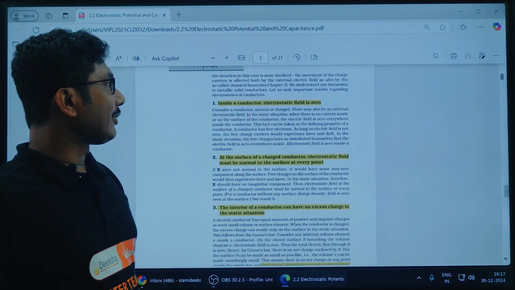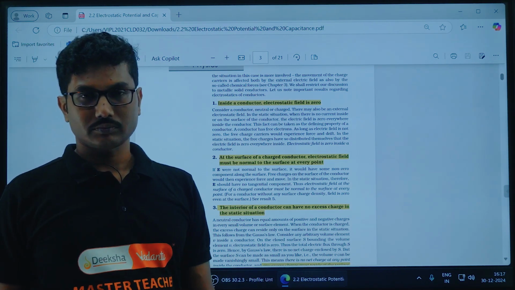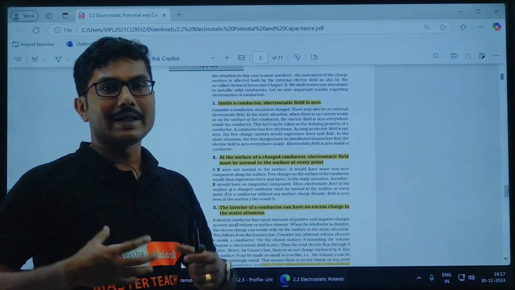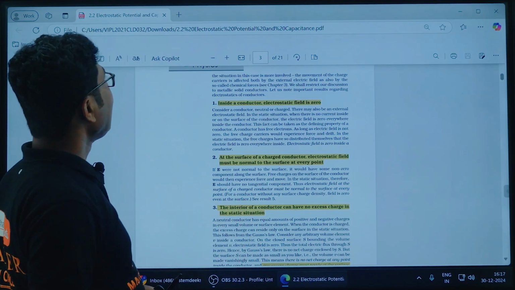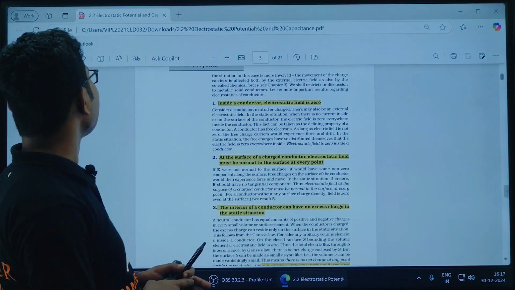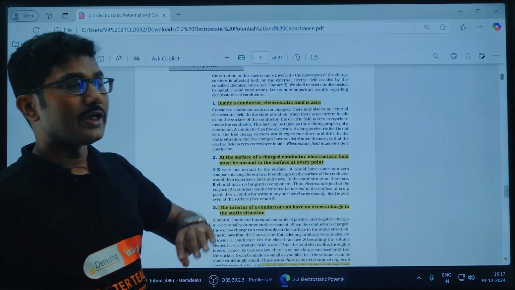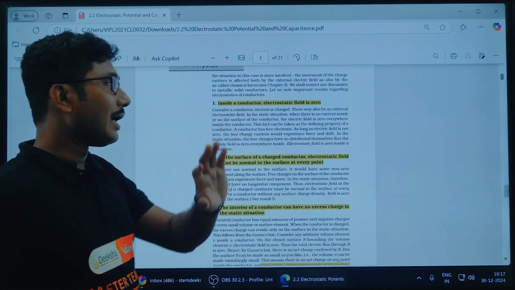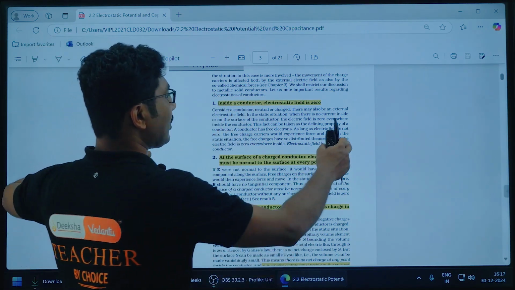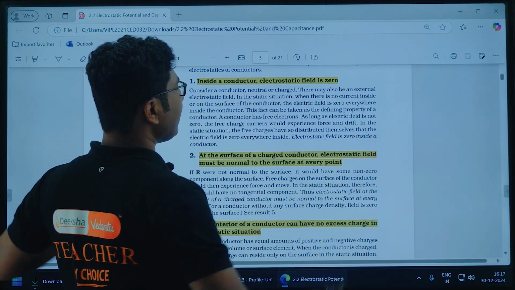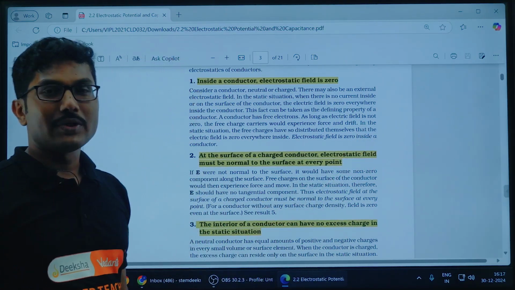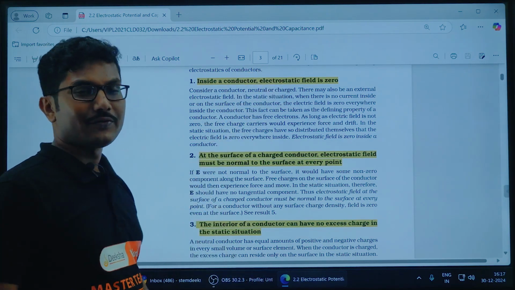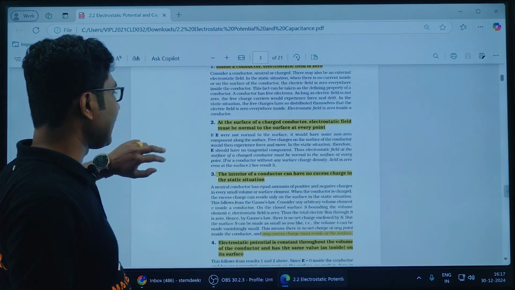Inside a conductor, electrostatic field is 0. So whenever you are talking about a conductor, inside that conductor the electrostatic field is 0, right? And if you understand this, that is sufficient. If you want to study more, to understand more, you can read this text. But if you have memorized it, that inside a conductor electrostatic field is 0, sir told us multiple times, so we don't need to waste too much time on that. We just need to understand the first line. Okay, same goes for the second line as well.